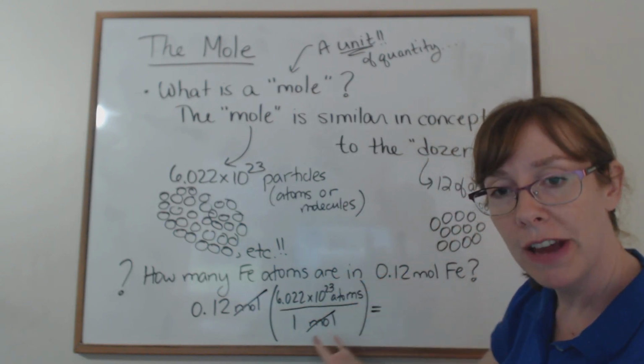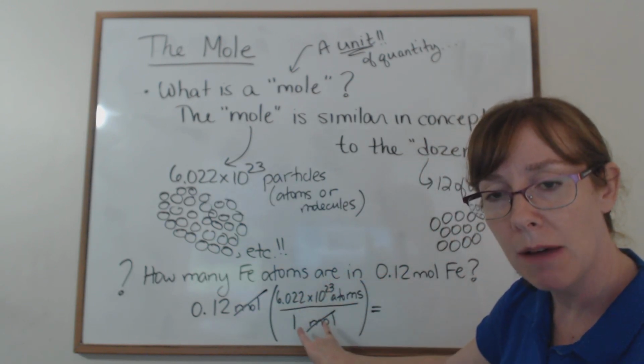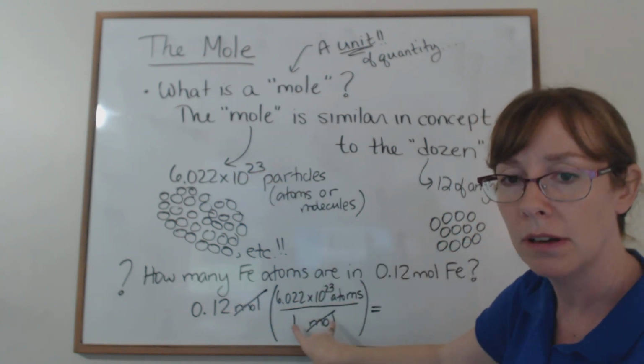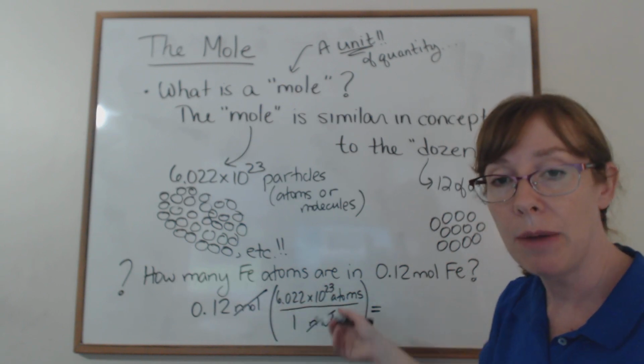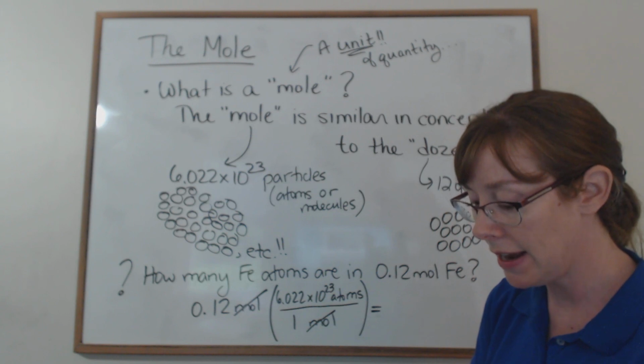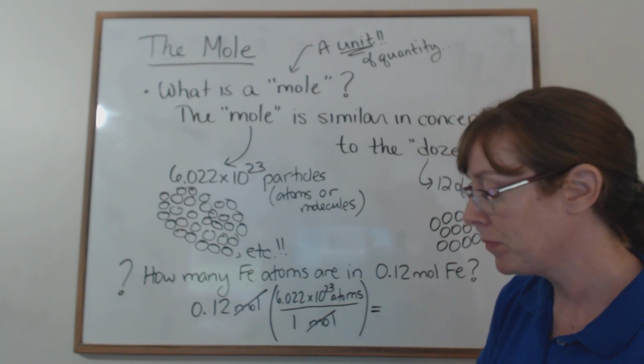This is a valid conversion factor because this represents the same amount of this. A mole is this many. See, that's what a mole is. It's this many particles. A mole is this many. So now I would just take it to my calculator. This unit is gone, atoms survives, and now I'll be able to know how many atoms there are.